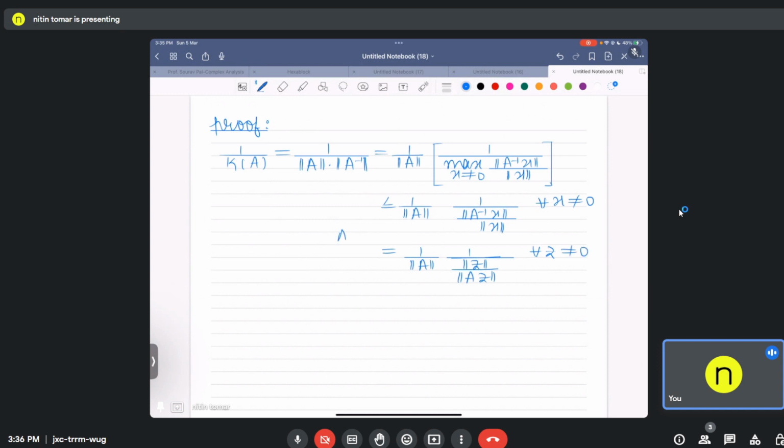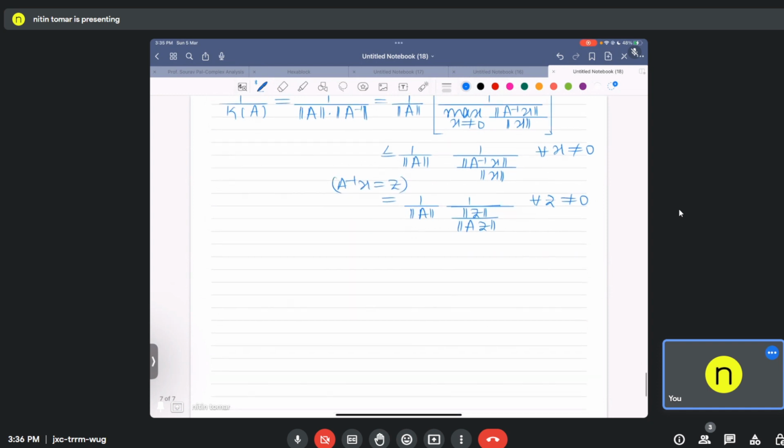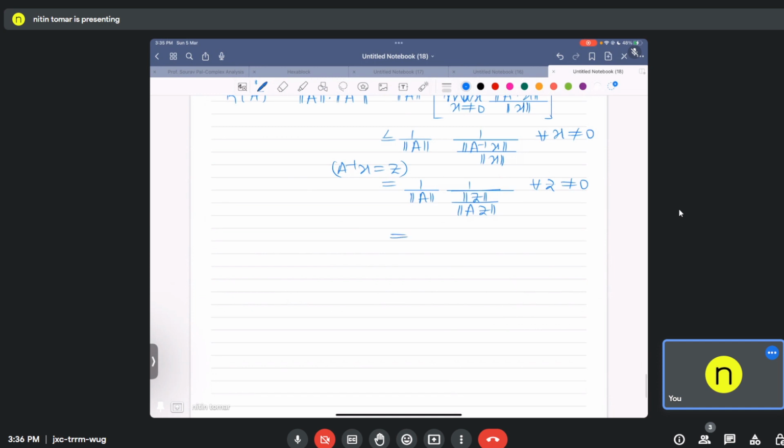Yes. What you have done here is put A inverse x to be z. And this is the same as saying that, so what we have so far is that kappa A is less than or equal to 1 upon norm A times norm Az by norm z. So is this fine up until now? Yes, sir. Fine. This holds for every z not equal to 0.